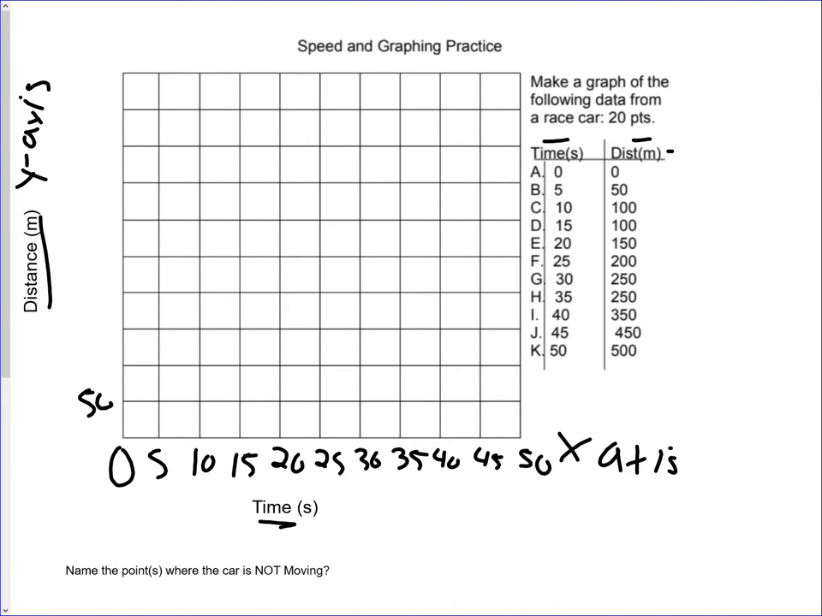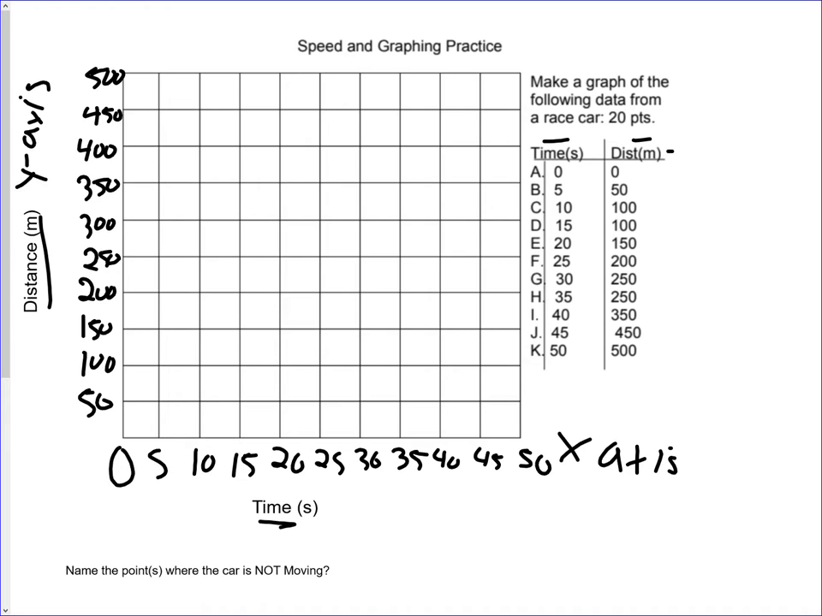So if I go 50, 100, 150, 200, 250, 300, 350, 400, 450, and 500. Okay, so we are now labeled, right? So now we have our x-axis done, we have our y-axis done, right? We have all the things. So if we take a look, we know 50 is our highest time, so we know that's going to be covered, and we know 500 is our highest distance, so that is going to be covered.